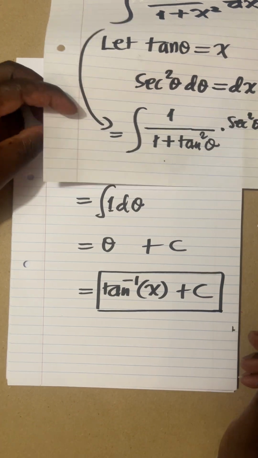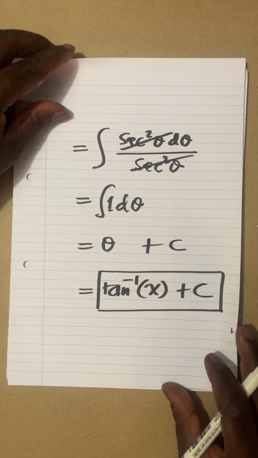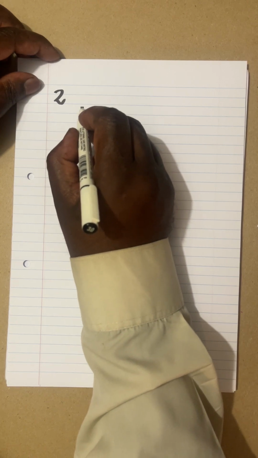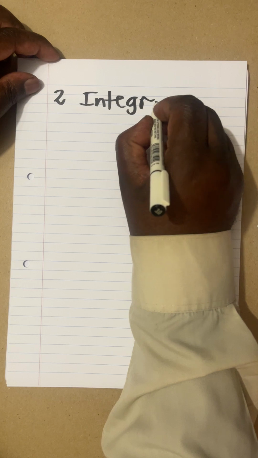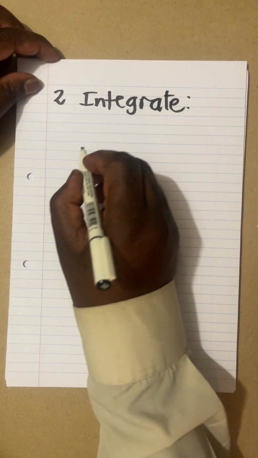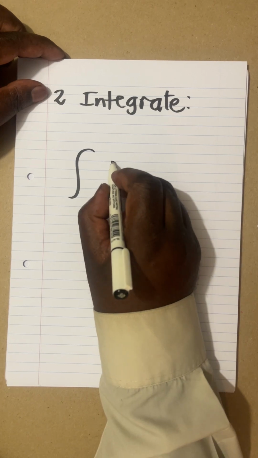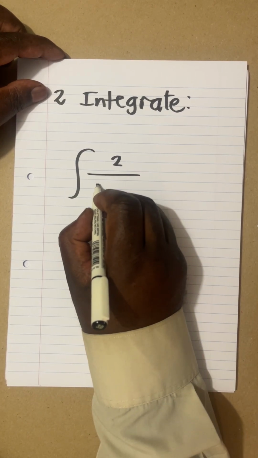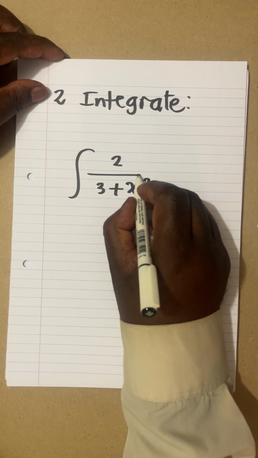Right. Let me just do one more, and then we can close this video. I can stop this video for today. Let me just do one more. Example number 2, let's call it. Suppose I have, it says here, integrate the integral of, let's say, 2 all over, in the denominator, 3 plus x squared dx.